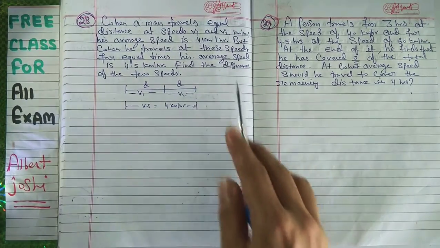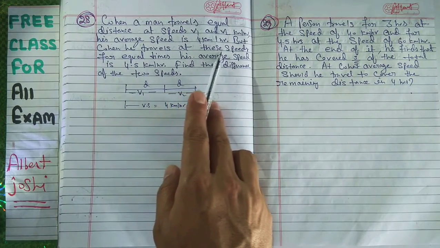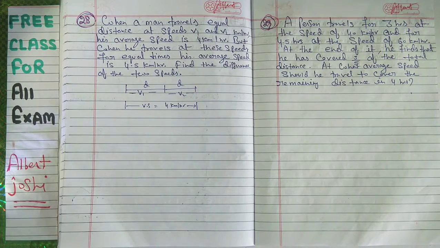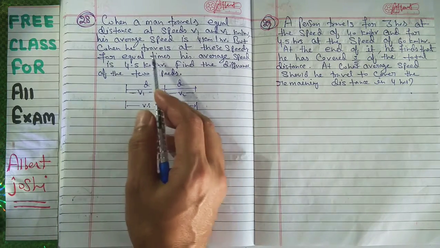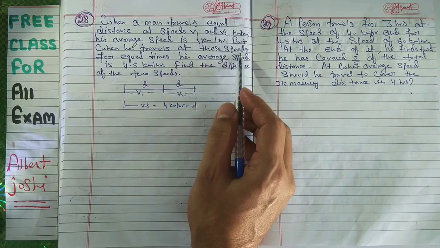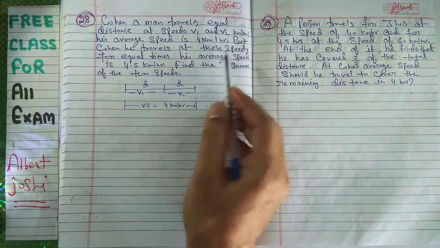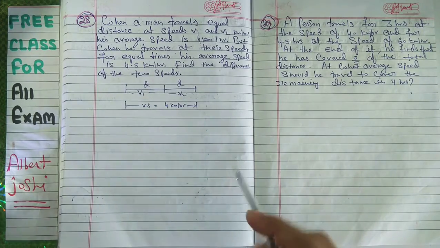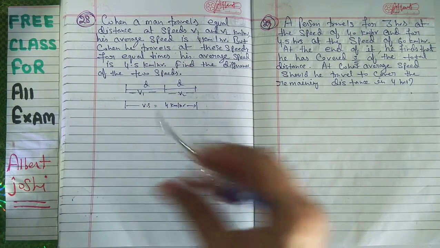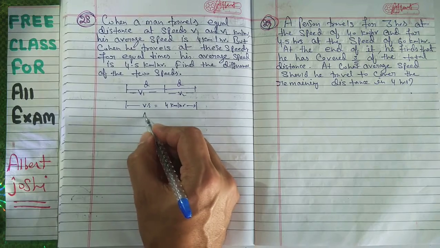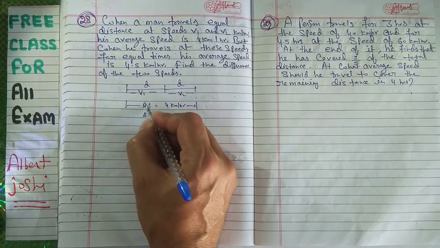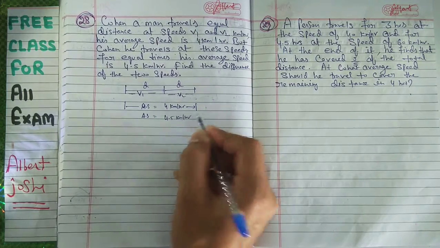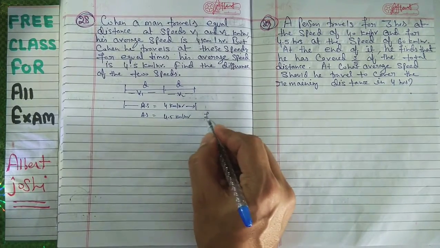But when he travels at these speeds, this and this speed, for equal time, now this is another question. His average speed is this. Then his average speed is equal to 4.5 km per hour for equal time.